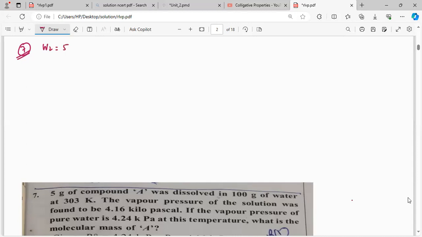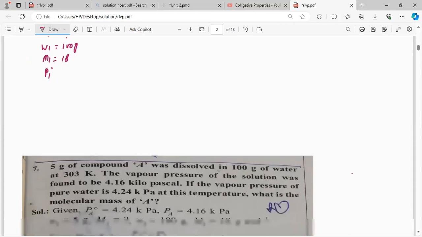W2 is equal to how many? 5 gram. A compound dissolved in 100 gram water. M2 they are asking. W1 how much there? 100 gram. M1 how much there? That is 18 gram. P1 naught. Here you see a little bit. They are saying the vapor pressure of the solution was found to be 4.16. P1 is equal to 4.16 kilopascal at the same temperature. If the vapor pressure of pure water is 4.26, P1 naught is 4.26. What is the molar mass? That is M2 they are asking.